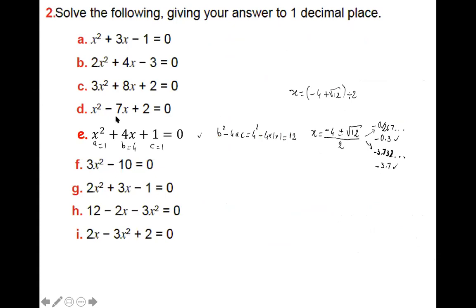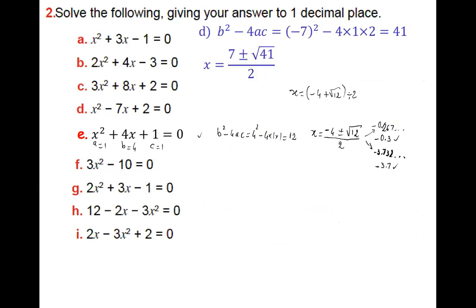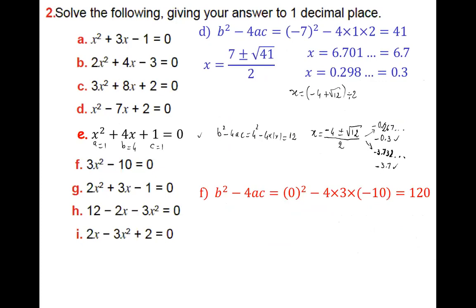For D, again, I've got 41. So it's just a matter of plugging through 7 plus and minus root 41 divided by 2. To 1 decimal place, 0.3 and 6.7. We've done E, so F.